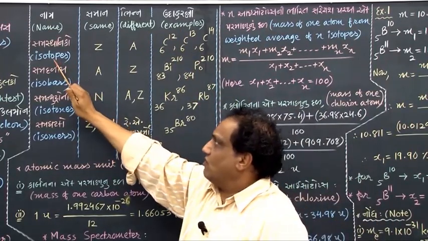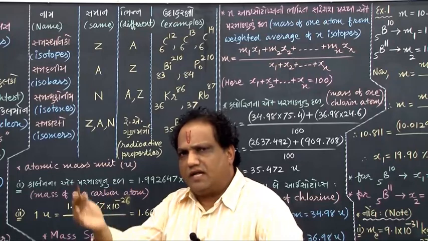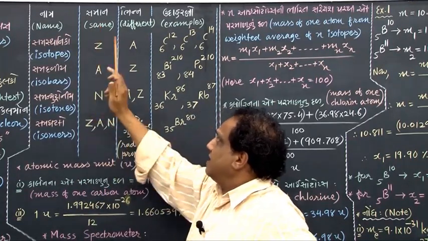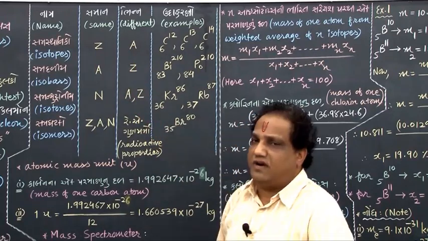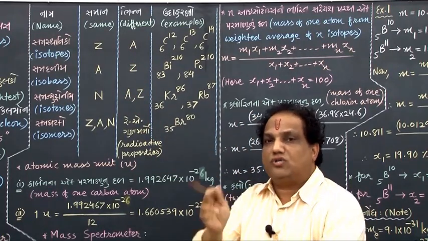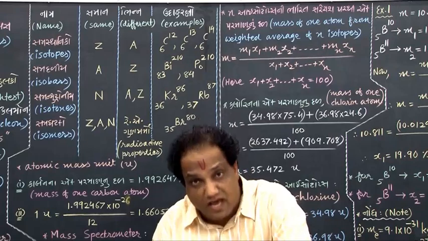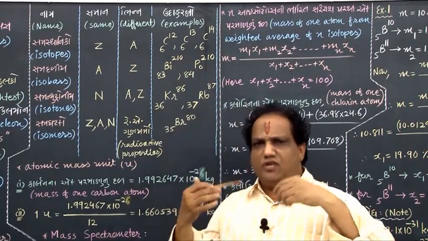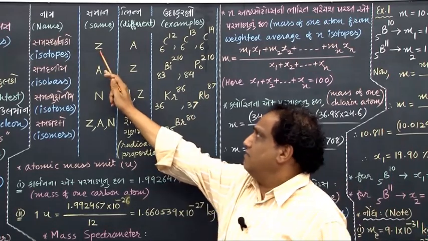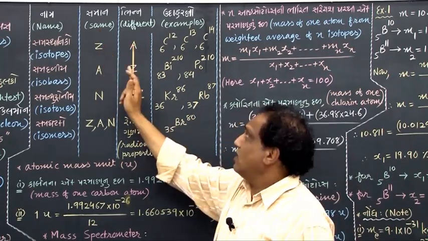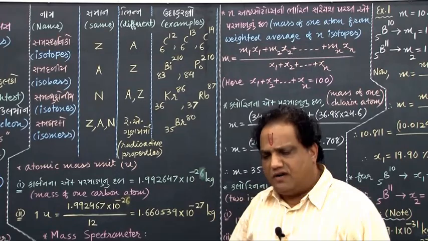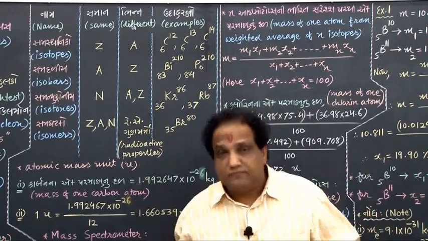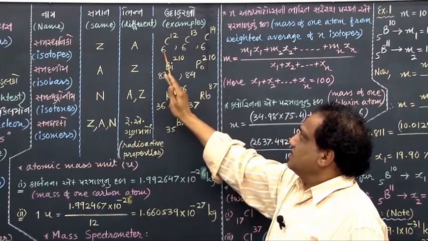First of all, isotopes. Atoms for the nuclei of which atomic number is same but atomic mass number is different are called isotopes of a given element. I repeat. Atoms for the nuclei of which atomic number is same but atomic mass number is different are called isotopes of a given element.